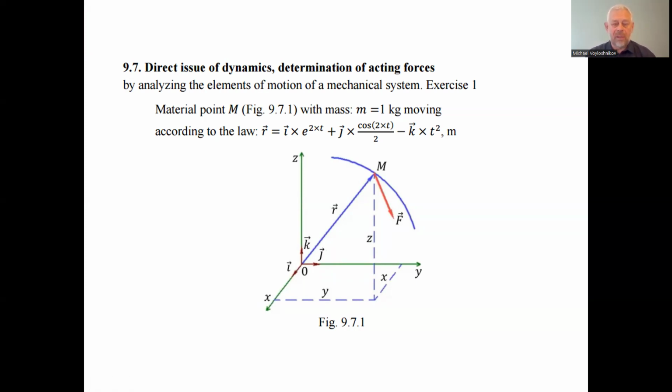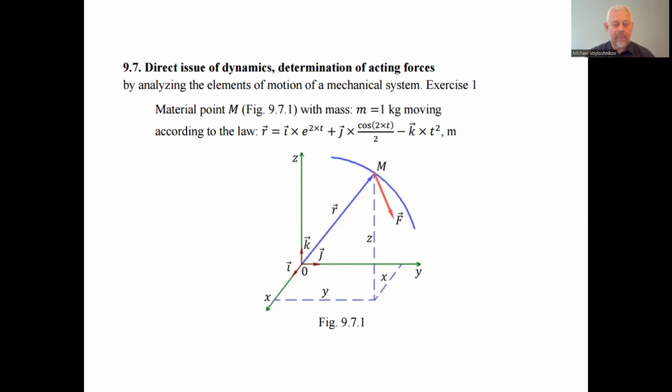So we have two problems, the direct problem and the inverse problem. Direct is finding the forces under the assignment of the trajectory of the motion and the elements of the motion. The inverse problem is to find the elements of the trajectory of the motion, or the law of the motion, the function of the motion, under the action of the assigned forces and moments, that is the efforts. So let's consider the exercise.